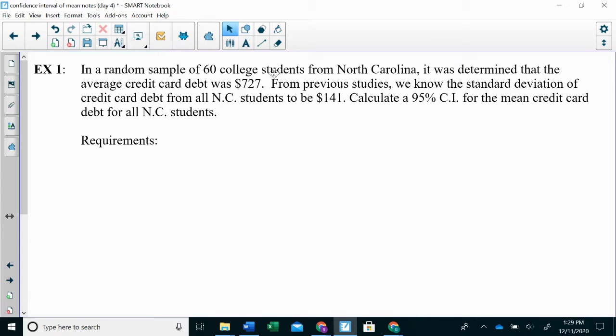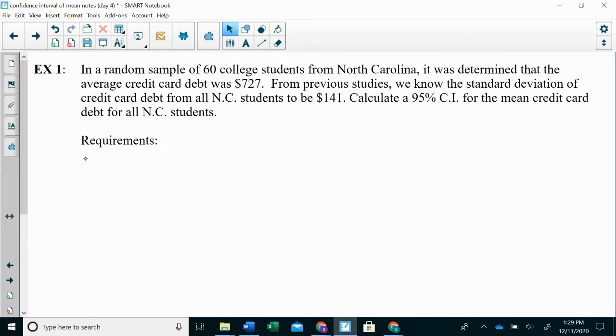It was determined that the average credit card debt was $727. From previous studies, we know the standard deviation of credit card debt for all North Carolina students to be 141. There's the second requirement. We know the standard deviation. Calculate a 95% confidence interval, CI for confidence interval, for the mean credit card debt for all North Carolina students.